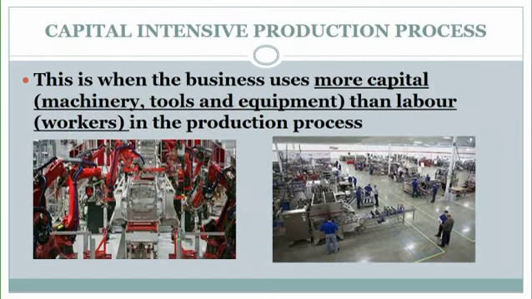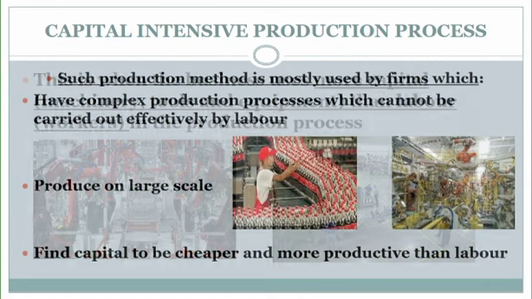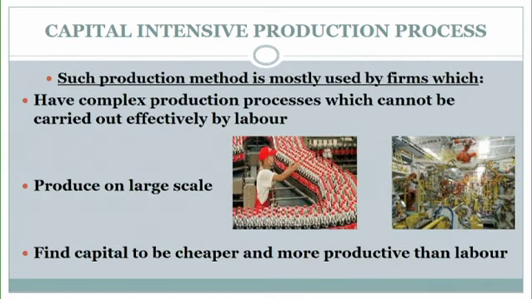Capital-intensive production process. It is when the business uses more capital, that is machinery, tools, and equipment, than labor in the production process. Capital-intensive production process is mainly used by firms which have complex production processes which cannot be carried out effectively by labor, produce on a large scale, and find capital cheaper and more productive than labor.